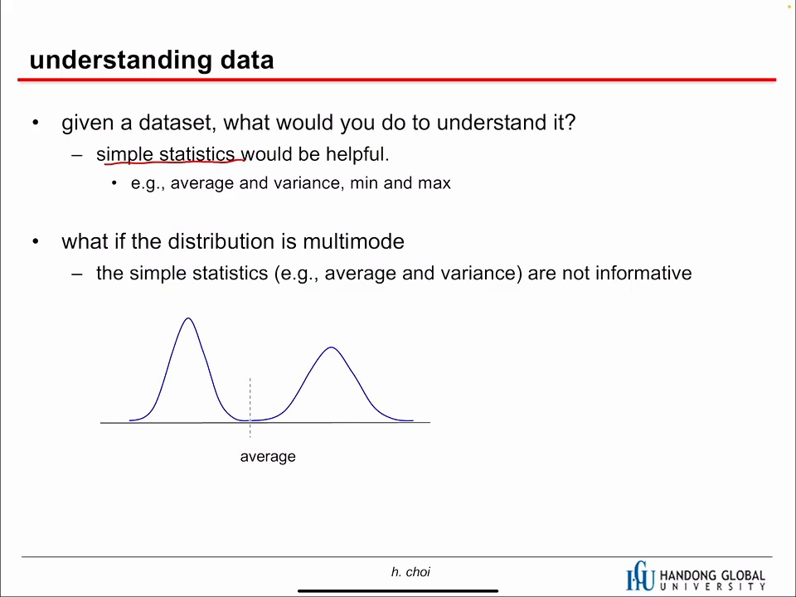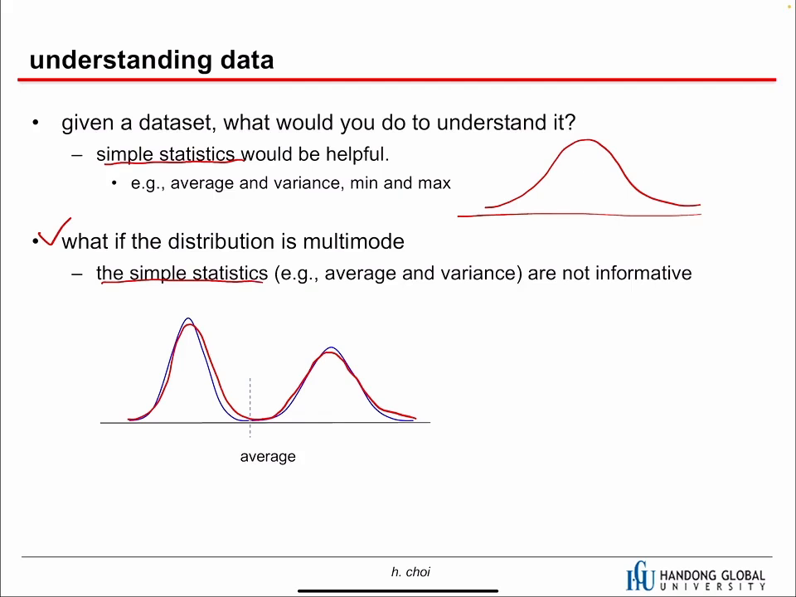But there is a problem. What if the distribution is multimode, like this? Here we have 2 modes. If we have just a single mode like this, then the mean and variance would be enough to understand the distribution. But what if we have 2? Then what should we do? Obviously, simple statistics like average and variance are not informative.